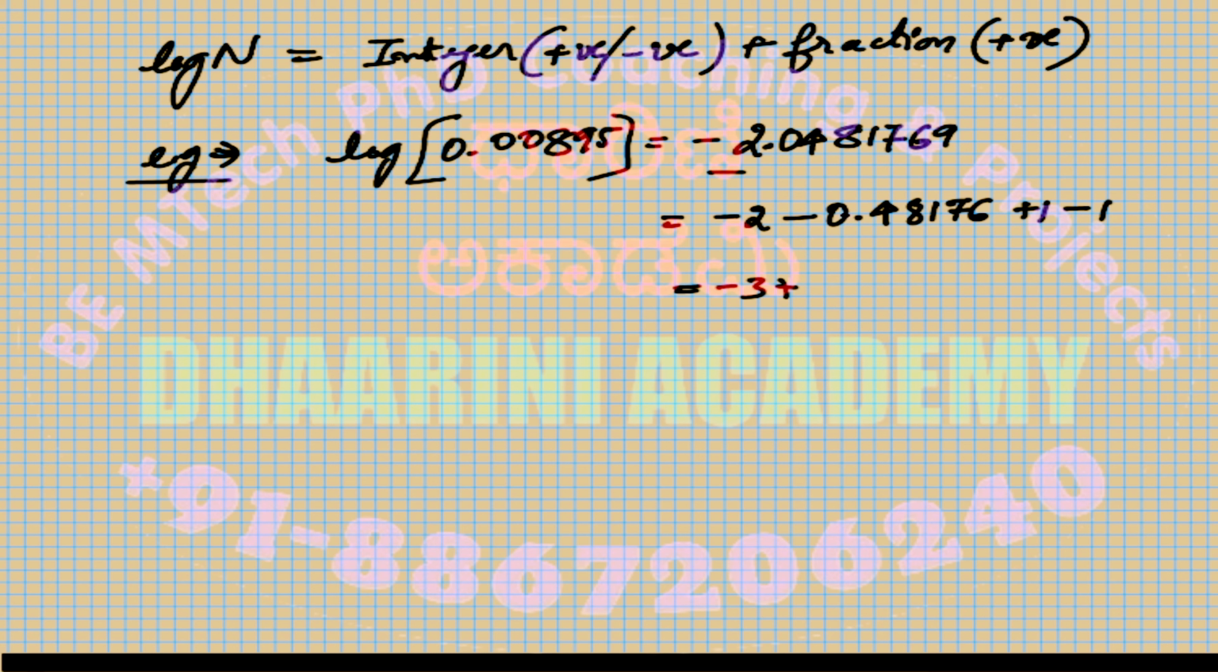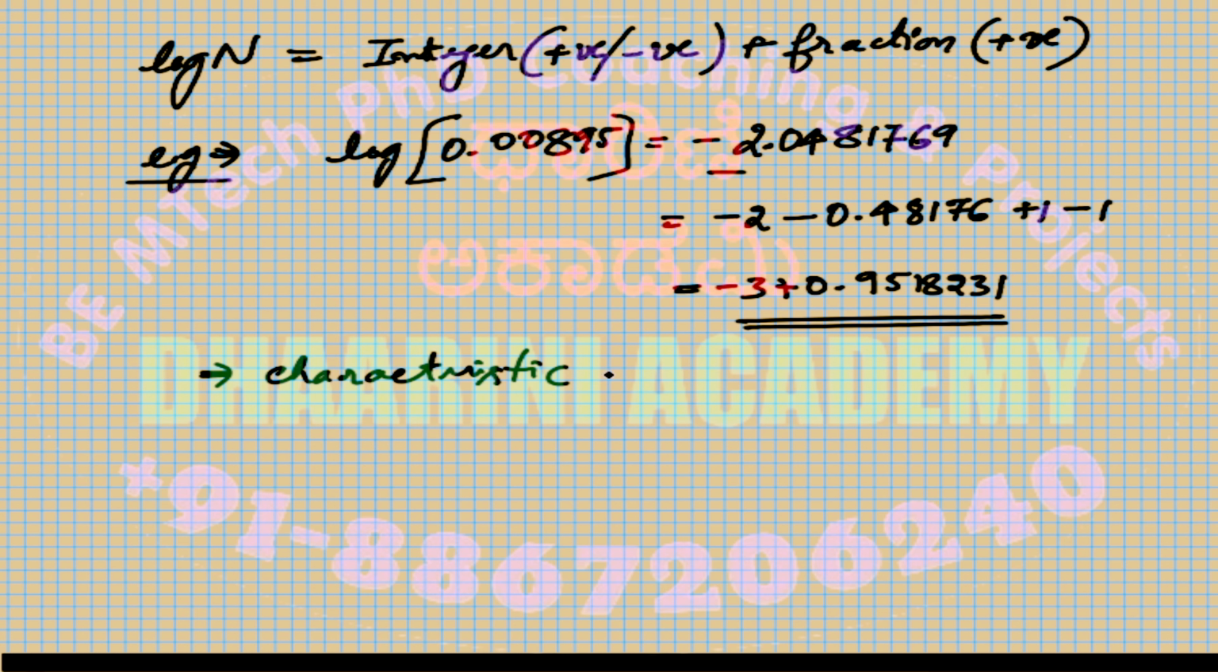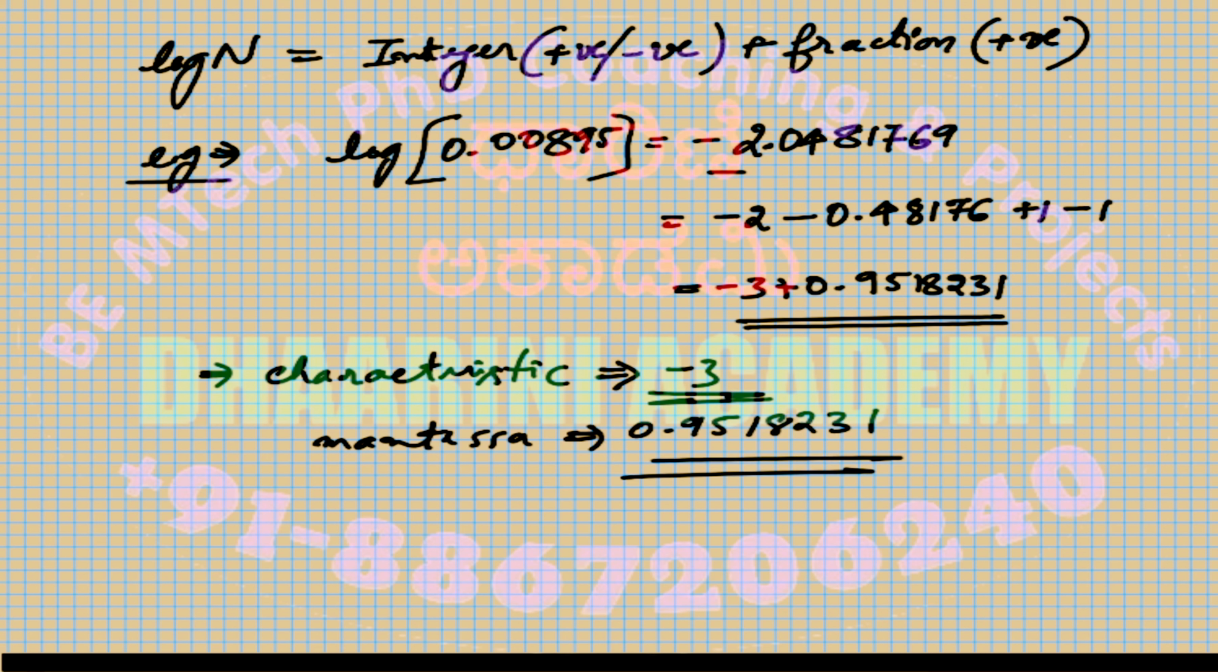So when you do this, you get plus 0.9518231. So you can see that I can try to write this log in this format. So this implies the characteristic is minus 3 and mantissa is equal to 0.9518231. So this is the required answer. This is how we convert.